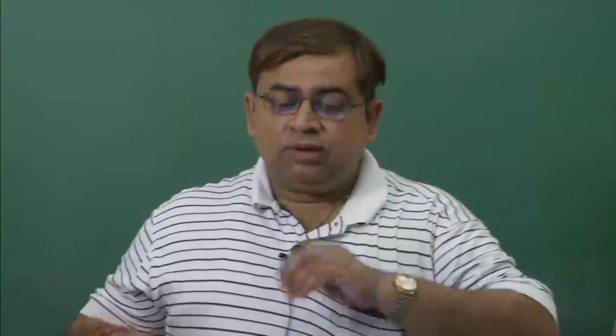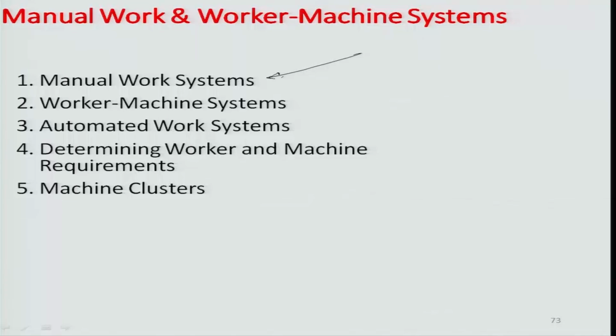So let us look at manual work and worker machine systems. You have completely manual work systems where the worker could use either almost a manual approach or a slightly tool driven approach, where there are certain hand tools which could be used by the operator to work on different aspects of a work or a product. There could be worker machine systems, there could be automatic work systems, fully automatic without the involvement of any human component.